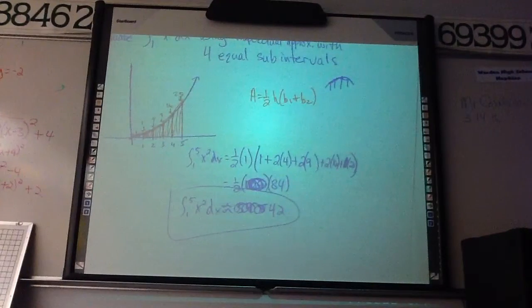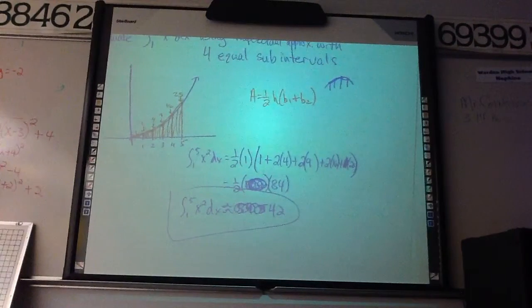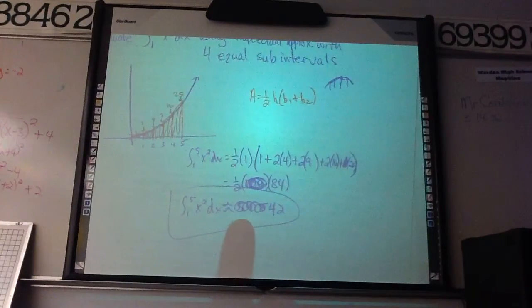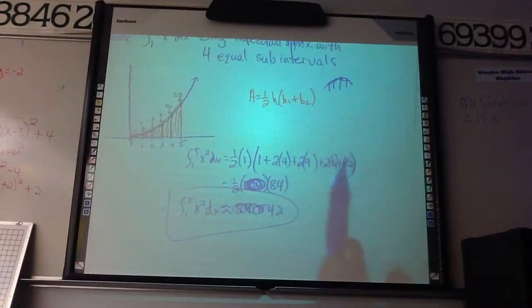I did 2 times 25. Rookie mistake. Katie, did you do 2 times 25? Did you get 54.5? That's a good wrong answer. It's wrong though. You used 2 4s, 2 9s, 2 16s, only 1 25. So when you add those all up, you get 84, half of 84 is 42.